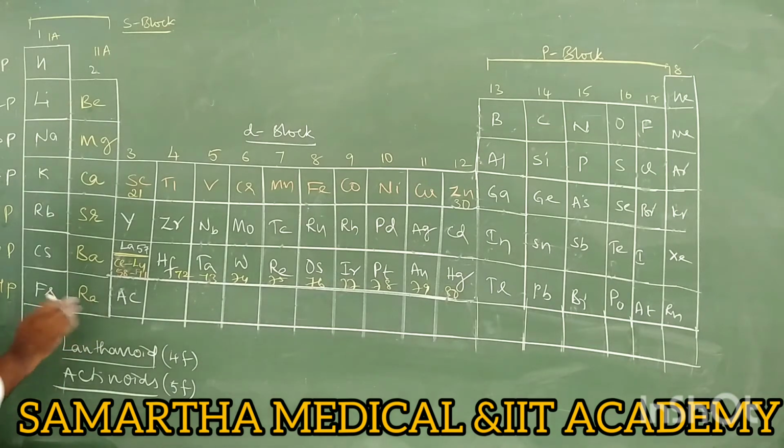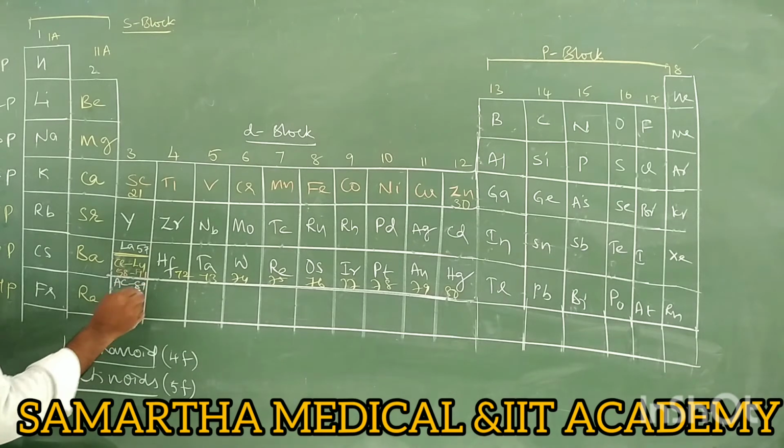Next, what about actinium? Tell me, what is the atomic number of actinium? 89. Atomic number of actinium is 89. The elements which are present after actinium are what? Thorium to lawrencium. Thorium atomic number is 90, lawrencium is 103.